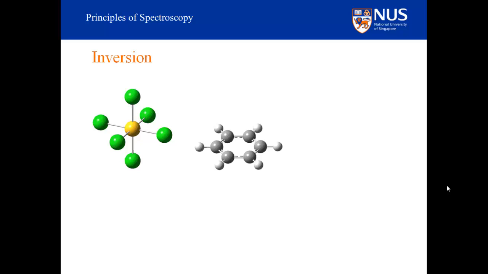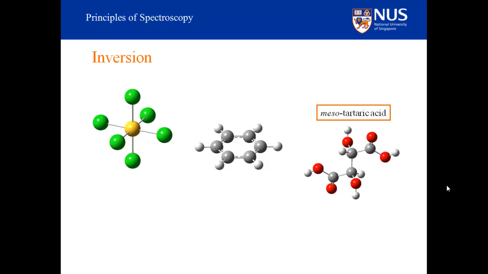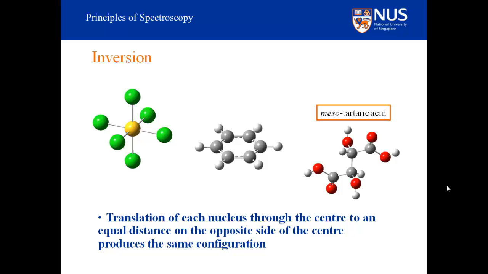And here I've got my benzene molecule, and here I have a special molecule, mesotartaric acid. These all have centres of inversion, and an inversion is defined formally as the translation of each nucleus through the centre to an equal distance on the opposite side, and if that produces the same symmetry and configuration, the molecule possesses a centre of inversion. So I have a centre of inversion here in the sulfur hexafluoride molecule. If I apply the inversion symmetry operation, this atom, say here, will go to this one to here, and this one to here.